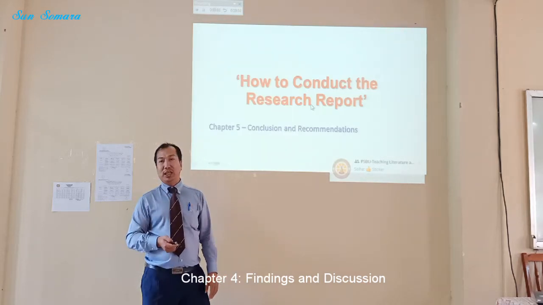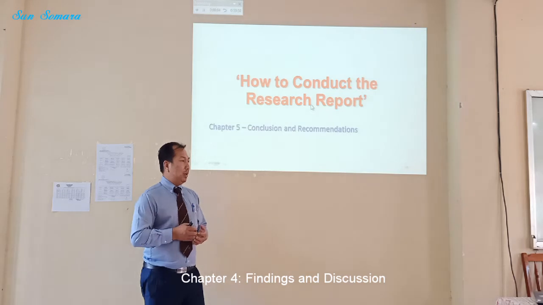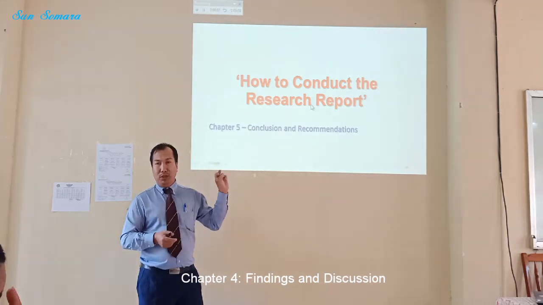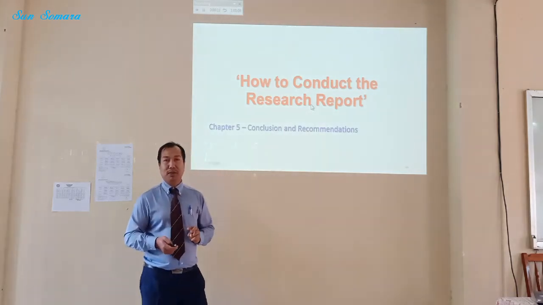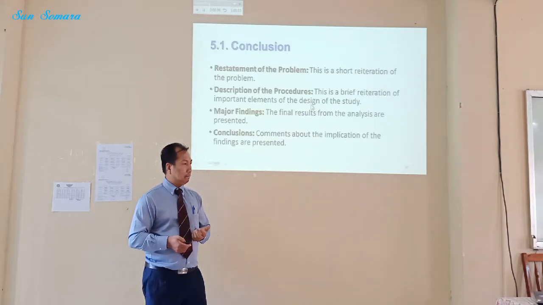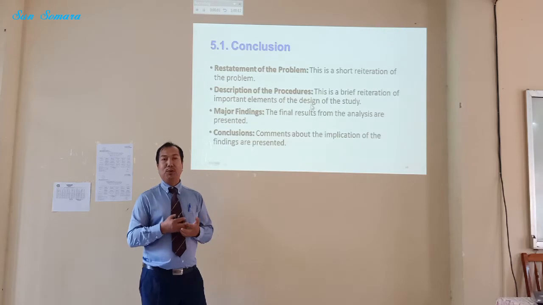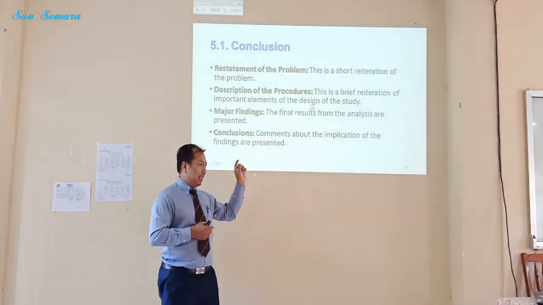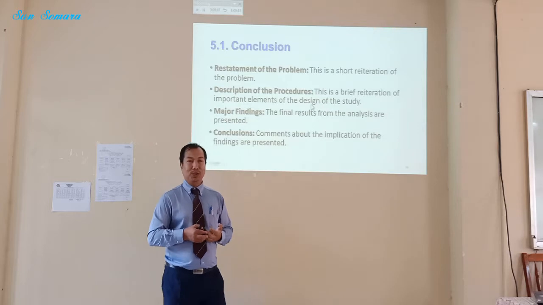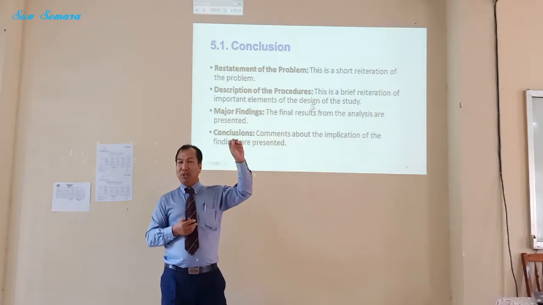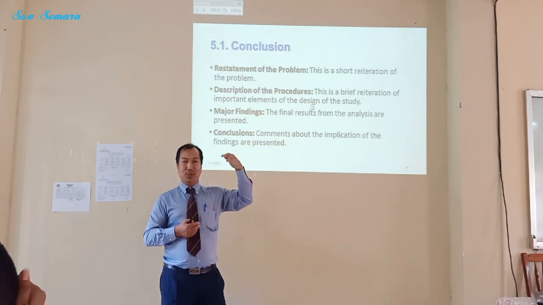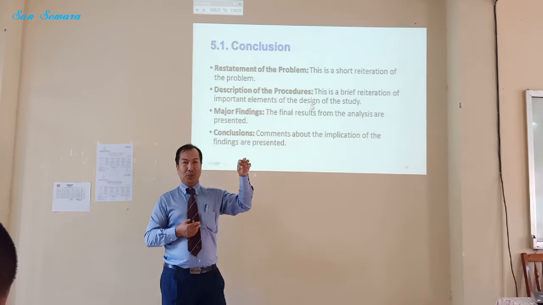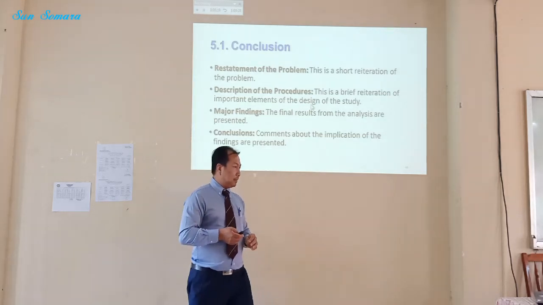Okay, we should move to the conclusion and recommendation. In chapter 5, we should focus on two parts. The first one is the conclusion, and the second one is the recommendation. So what should you do in the conclusion? First, you restate the problem. You should restate what you mentioned in chapter 1, the research statement, alright? So you should restate that part in your conclusion.